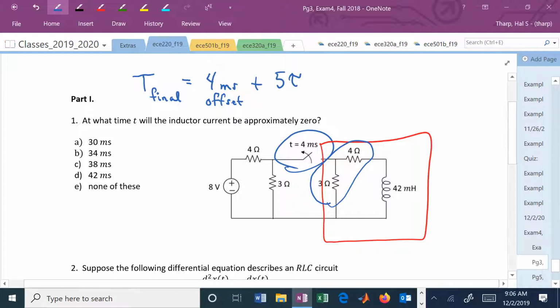Or your R now is 3 plus 4, or 7. Your L is just the 42 millihenries. And now you could either write that as 0.042 or keep track of the milli. It's whatever you find more intuitive or clear for you.